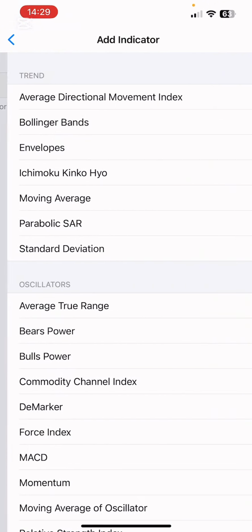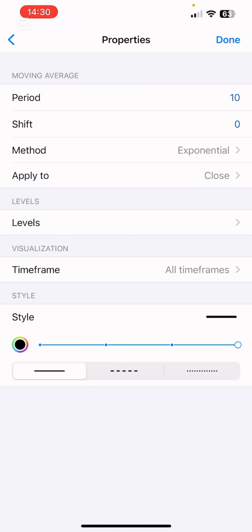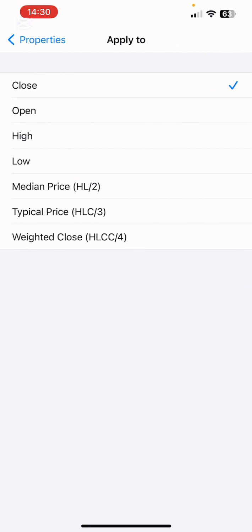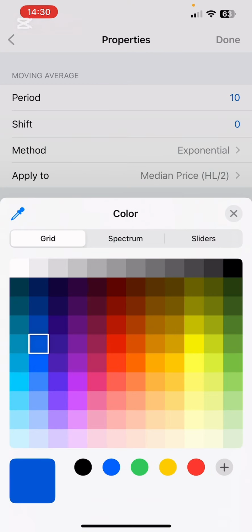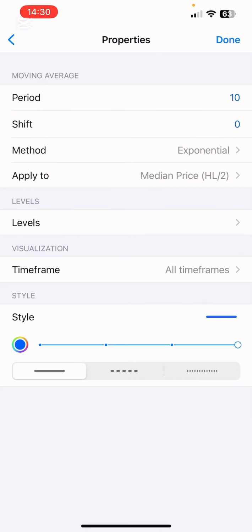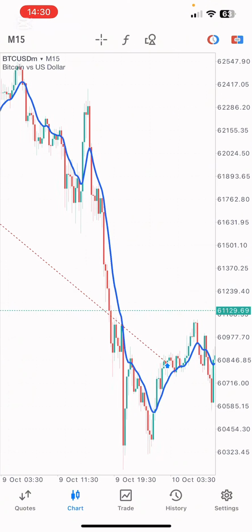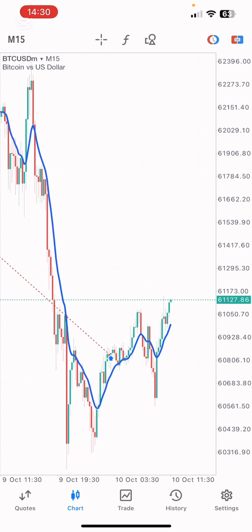When you come to the indicator, the first thing you are going to add is moving average. You add, the period is going to be 10. The method is going to be exponential. Shift is going to be 0. Apply to is going to be median price. Then the style is supposed to be blue. Let's look for something good. All right, so select blue and don't forget to increase this and select this line: 10, 0, exponential, median price. The level, forget about it, all time frames. So at the end of the day, you just tap this. This is what you are seeing.